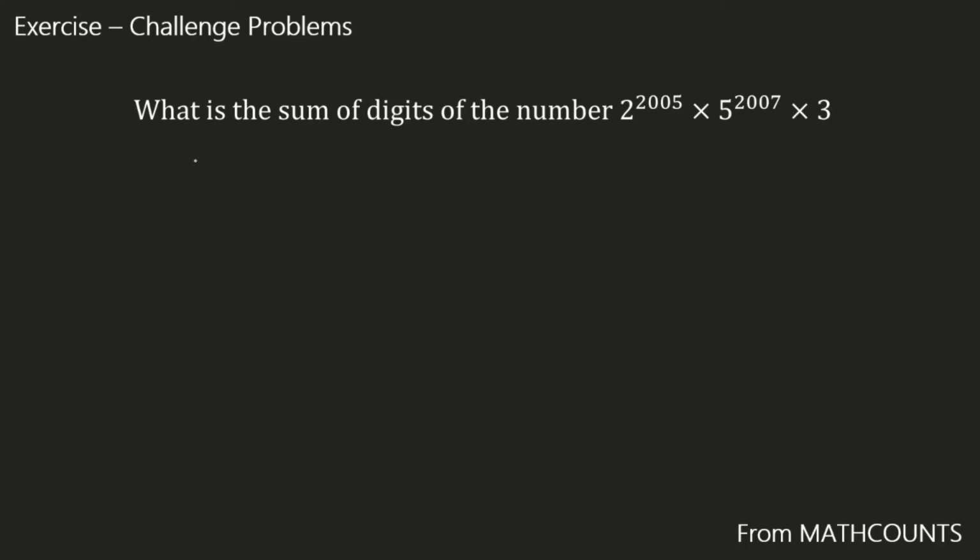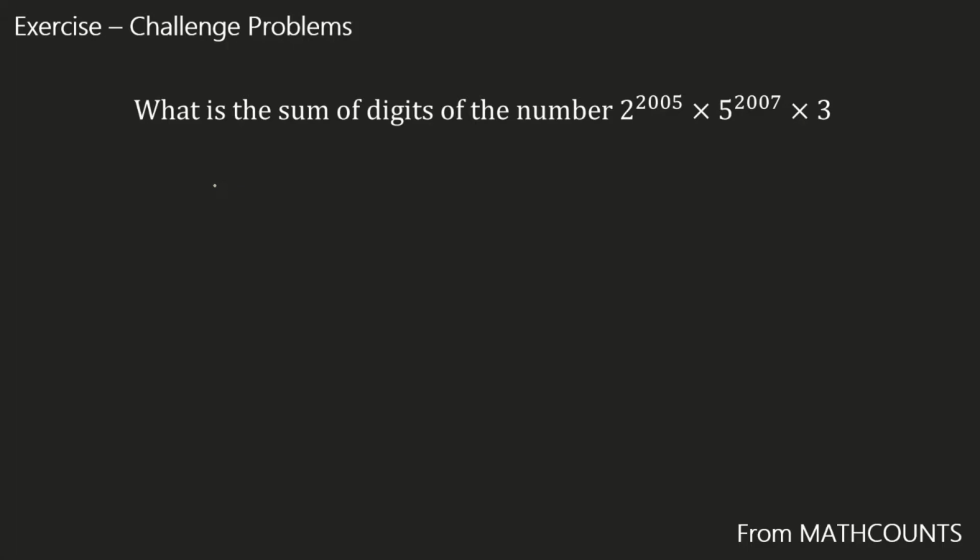Let's look at this next challenge problem. What is the sum of digits of the number 2 raised to the power of 2005 times 5 raised to the power of 2007 times 3? If you look at the first two terms here, we have 2 times 5 equal to 10. So if we can make the exponent the same, then we can combine these two terms together. Let's look in that direction.